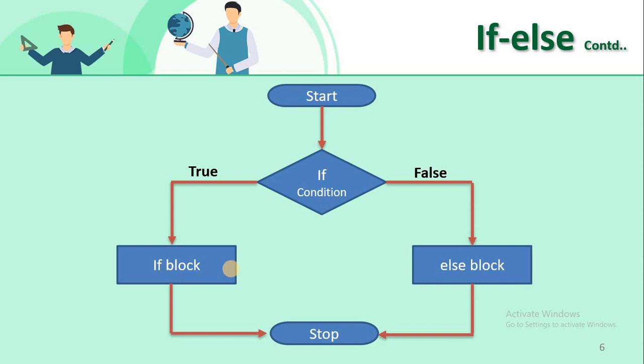This is the flow chart of if-else. See, this is the starting point. In the if condition, we are going to write a condition here. This returns either true or false, depending on the condition we framed. If the condition is true, the if block statements will be executed. If the given condition is false, the else block statements will be executed, and that reaches the ending point of the if-else block.